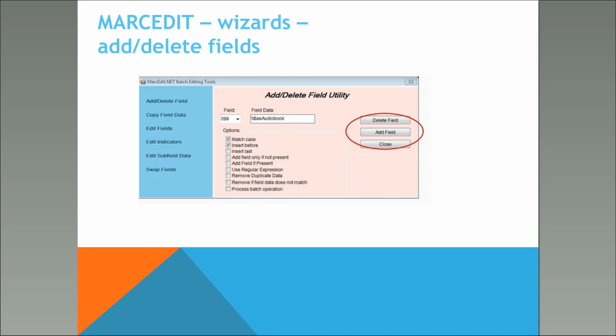Then you could say for that group of materials, because I know what that genre heading would be for those, I'm going to add the field only if it's not present. So you can say that, or you can say if this field is present, then add this one. So you can really get granular about what you want to do.